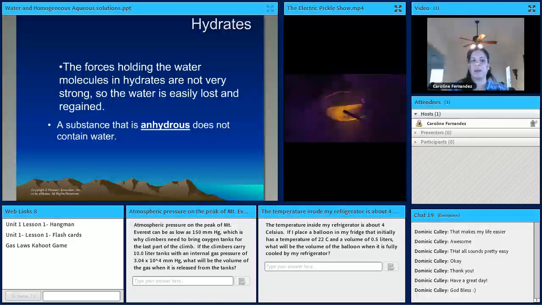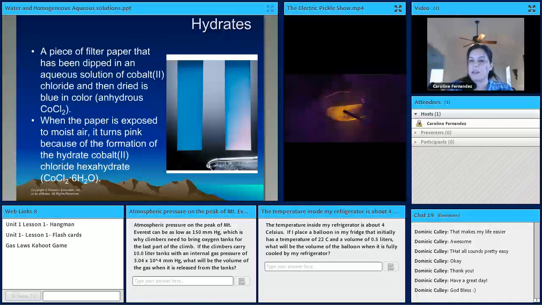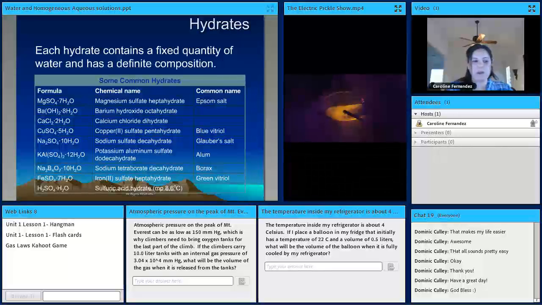The forces that hold the water molecules together in hydrates are not very strong. So as I said before, a hydrate can easily lose and gain water. Any substance that does not contain water is considered to be anhydrous. An meaning not, hydro meaning water.